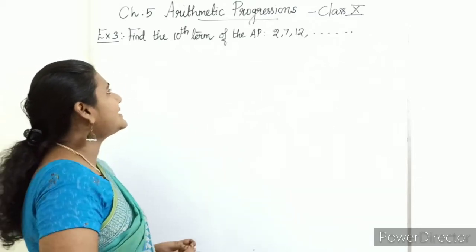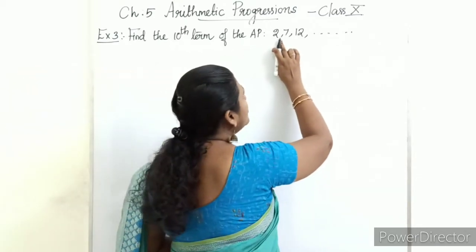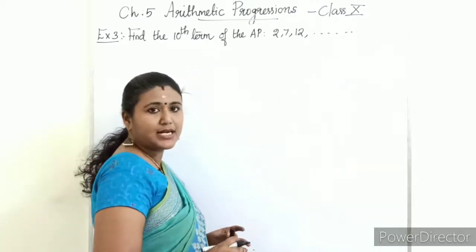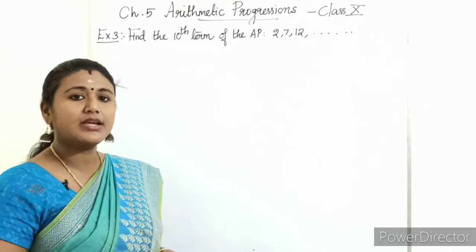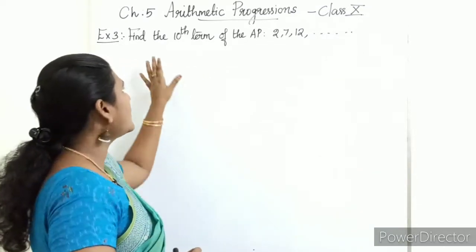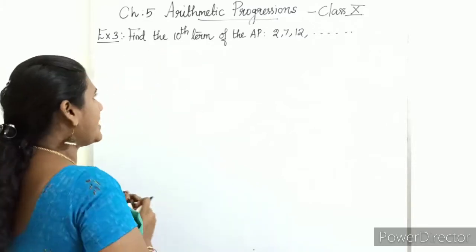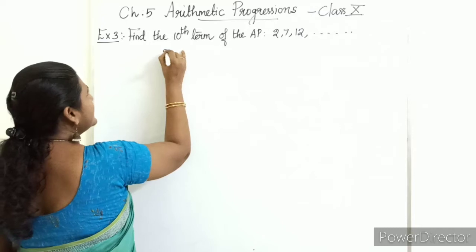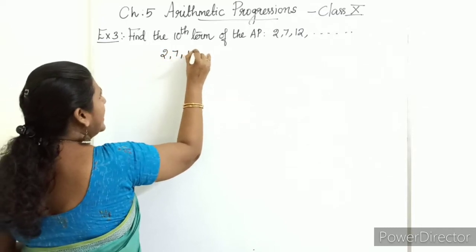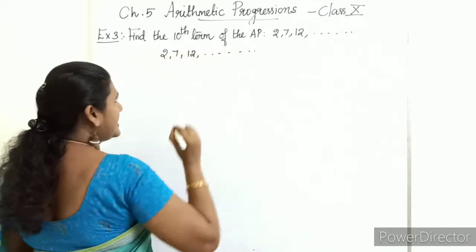Find the 10th term of an AP 2, 7, 12, etc. So this is the example question given in the NCERT textbook. Here we have to find the 10th term of an AP. The AP is given as 2, 7, 12, etc.